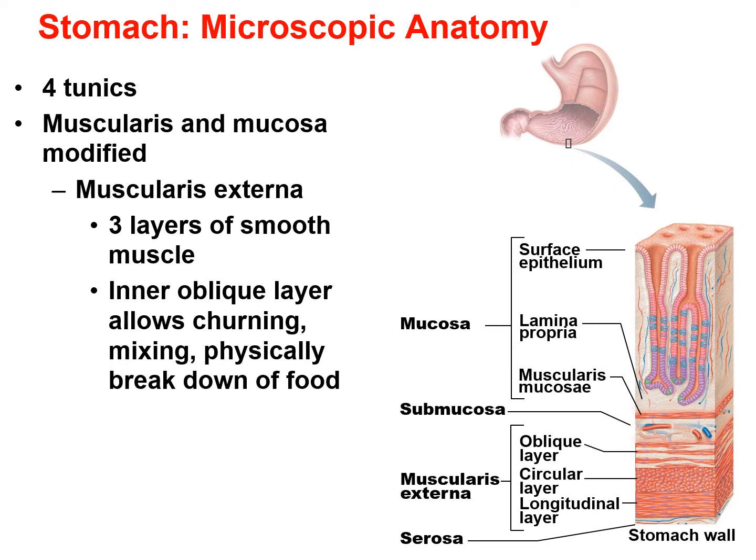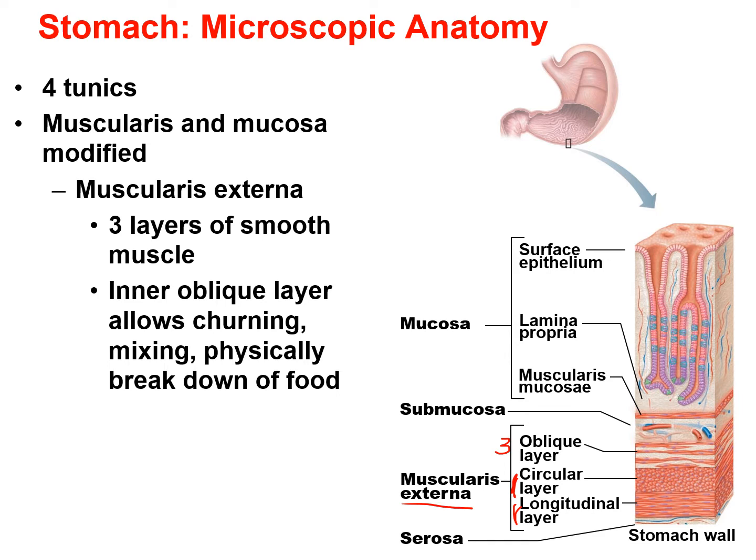And so when you look at the stomach, you are going to see that when you look at the muscularis externa, there's an extra layer of muscle. So you have your typical longitudinal layer and your circular layer that you see here and here. But when you're looking at your muscularis externa in the stomach, there's going to be a third layer. This is going to be the one that's most internal. This is an oblique layer.